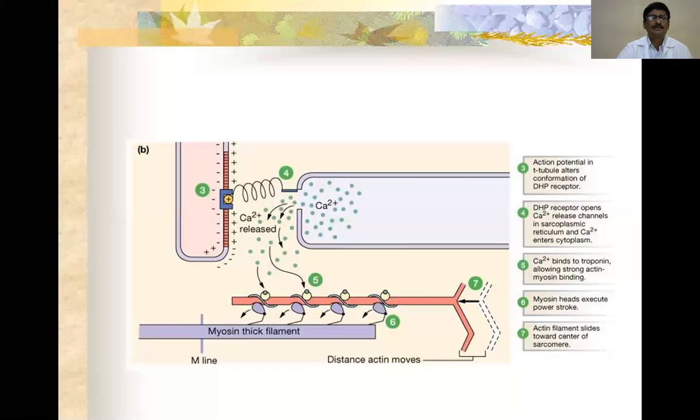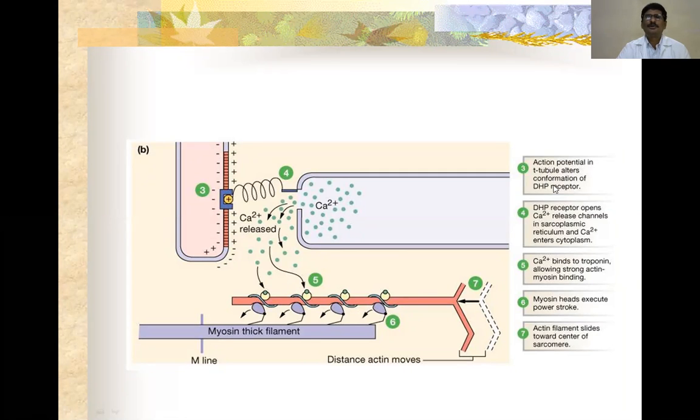Now you can see it will bind. The hinges in the myosin head will undergo what we call the power stroke, thereby the actin filaments will be moved towards the center by the power stroke. This is called cross bridge formation, and this cross bridge undergoes cycling.